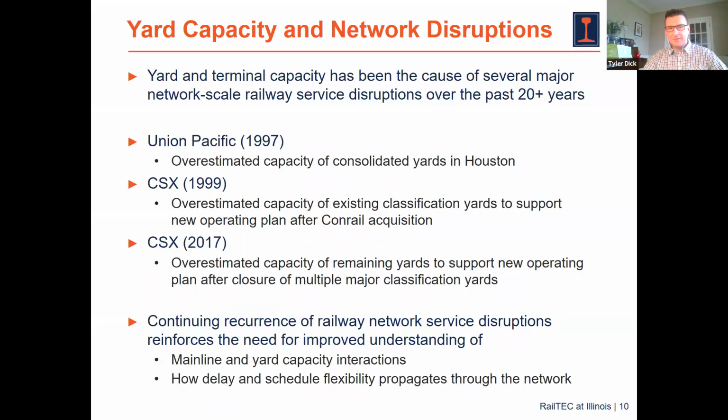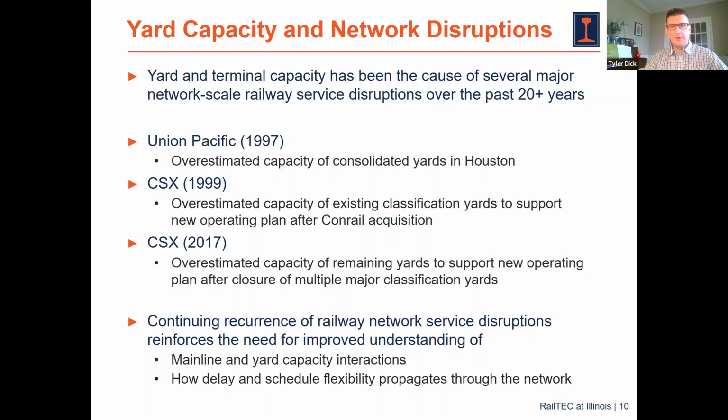And finally, within the past few years, there were some major operational changes with CSX where they were eliminating a lot of their classification yards or consolidating their classification operation. And that resulted in, again, some congestion and network level service disruptions as well. So the fact that this keeps recurring suggests that we need improved understanding of our mainline and yard capacity interactions and a better understanding of how delay and schedule flexibility propagates through our network, which leads into our research questions that we've been looking at over the past few years here at the University of Illinois.